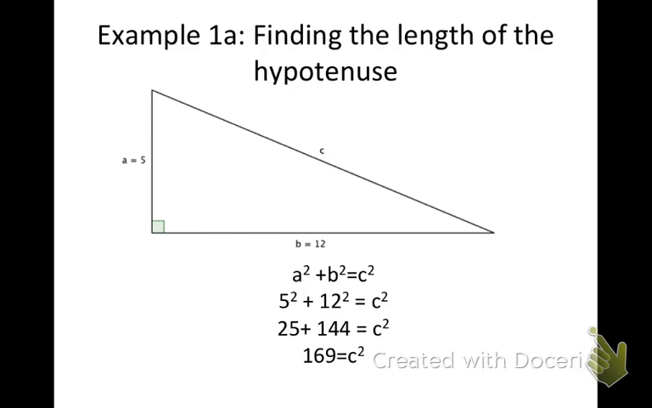If I take the square root of each side, hopefully you've memorized some of these, what is the square root of 169? That would be C. Remember here, I want to take the square root of both sides because the square root of C squared is C, and the square root of 169 is 13. So copy that down, pause if you need to. We're going to do another example.